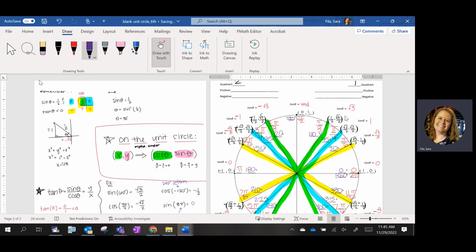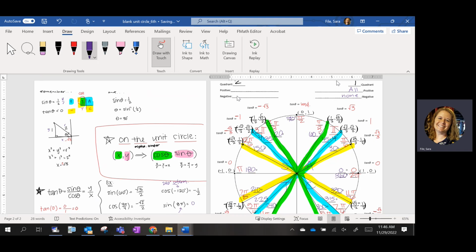And we knew that because of All Students Take Calculus. So if you want to write that to help you remember, All Students Take Calculus, you can put that on here. You don't have to. But all of them are positive. And I'm not going to write all of them out. I'm just going to write the word all. And for negative, I'm going to write none. All of them are positive here. None of them are negative.